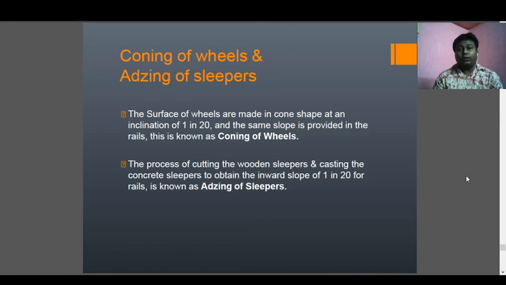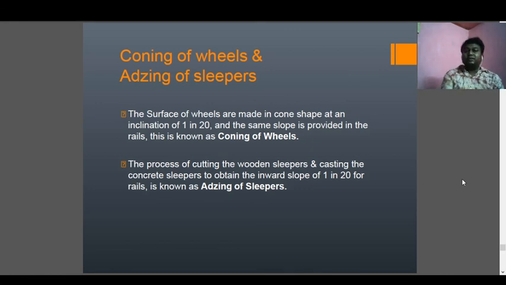Next is the coning of wheels and edging of sleeper. The coning of wheels is itself a vast topic. We will discuss it thoroughly with some mathematical problem solutions. First, what is the coning of wheels? The surface of the wheels is made in a cone shape at an inclination of 1 in 20 gradient, and the same slope is provided in the rails. This is known as the coning of the wheels. Based on this coning of the wheels, the same slope is provided in the rails.